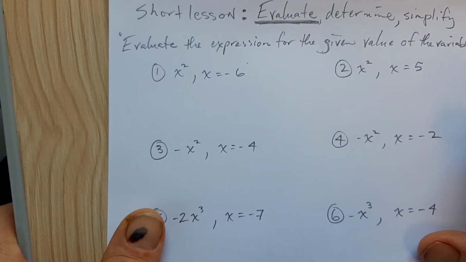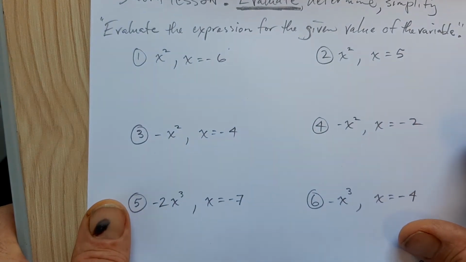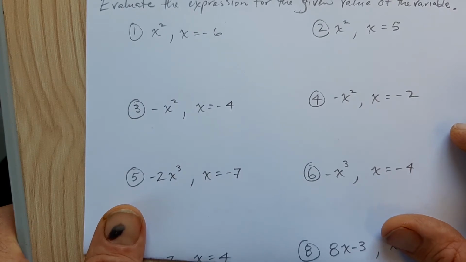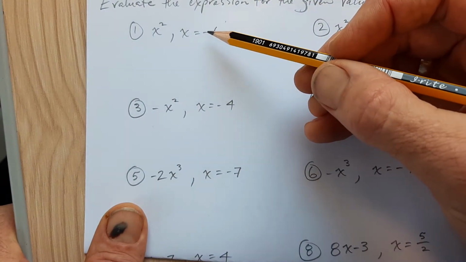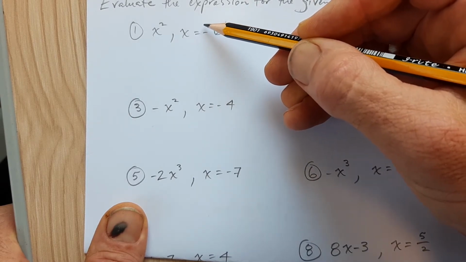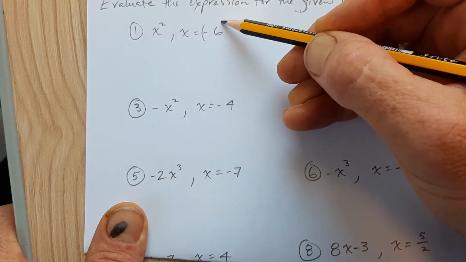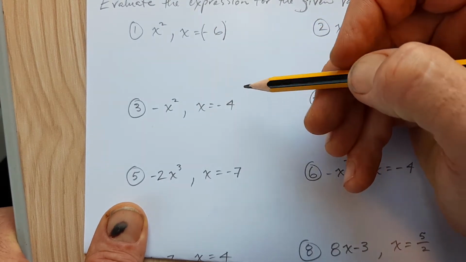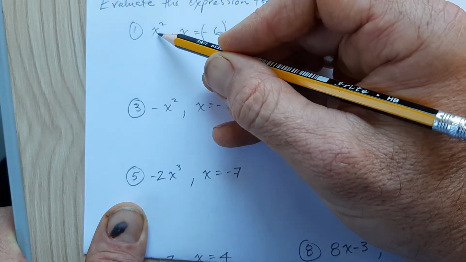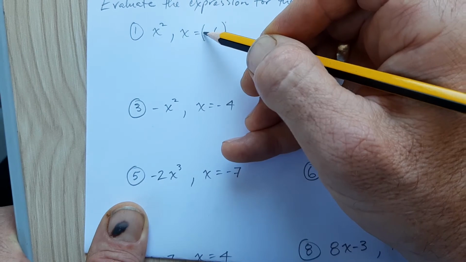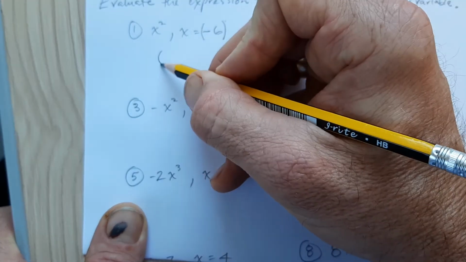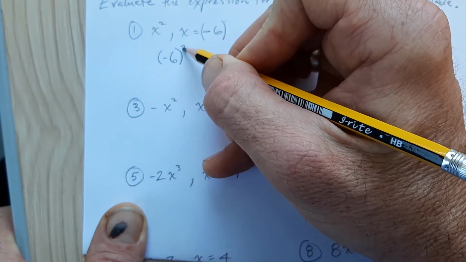I'll do number 1, and then you can do number 2, and then I'll do number 3, you do number 4, and so on, 5 and 6. I think you probably already know how to do this, so we'll go pretty quickly. I always put it in a bracket. It's always a good idea to put the value you're substituting in brackets. That way you don't make a mistake. Then I put the whole bracketed part in for that x. Especially if there's a minus sign, you put it in brackets. So then you've got minus 6 squared.